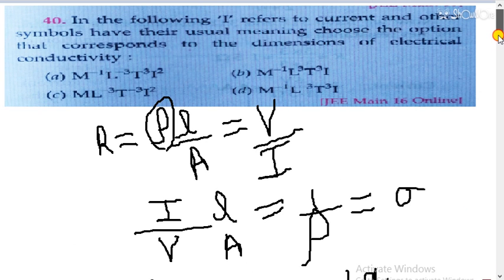So let me check whether any option is available. Okay, let me check it again. Resistance is equal to rho into L upon A is equal to V by I. V is equal to I into R. Okay. Then I have to find.